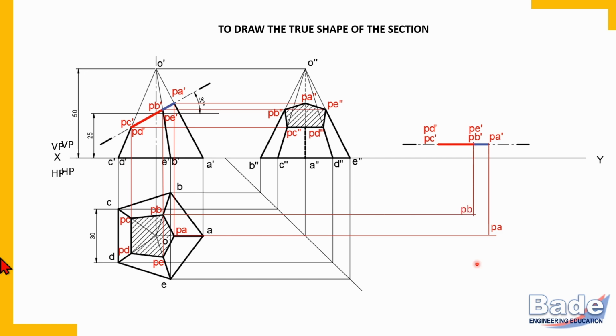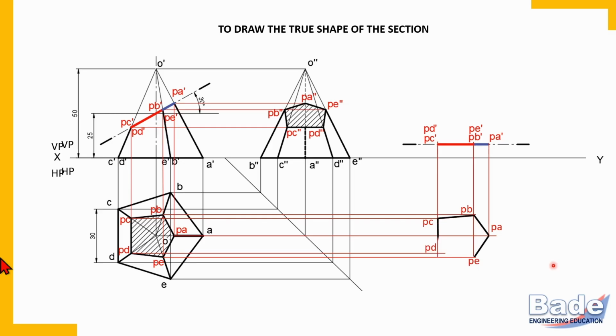So here it is PV. And this is how to transfer all the corners for the true shape. Join these corners to form a closed polygon. And this is the true shape of the section.